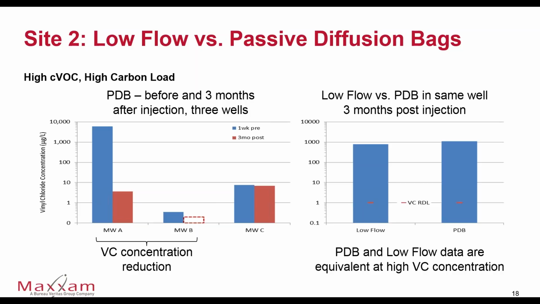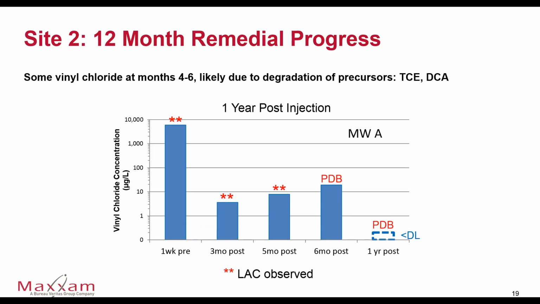Monitoring well A, that's showing us that the remediation is working. So 1 week pre, we've got 10,000 micrograms per liter. 3 month post, the passive diffusion bag results are telling us we're now down to about 5 or so micrograms per liter. So we can say, yes, the remediation is progressing. No, we can't do a standard analysis, but at least we know at 3 months how this is working.